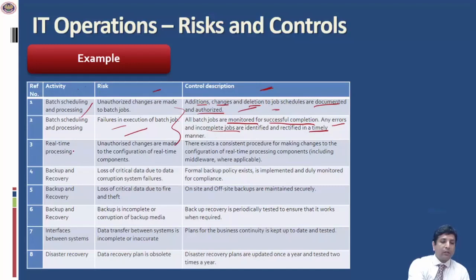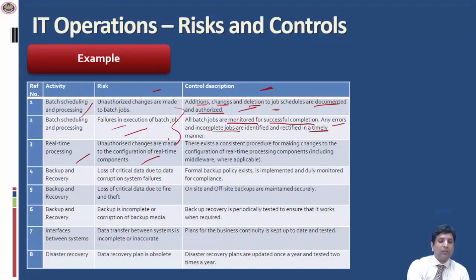In real-time processing, for example, one risk could be that unauthorized changes are made to the configuration of real-time processing components. Now, what are real-time processing components? These could include your middleware, or your network equipment, and any other equipment which is used in the processing of these transactions. It could be a hard disk or a server. Similarly, any software or hardware change may happen, and that could impact the operation or the processing of transactions in real time.